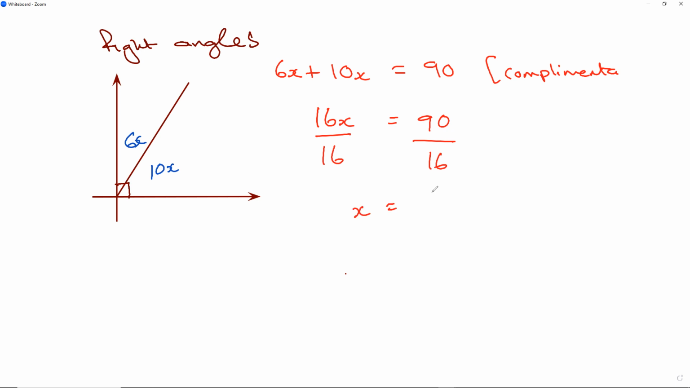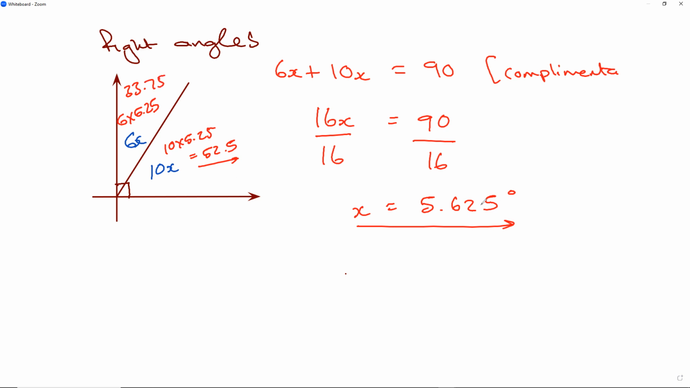Plug in the calculator and I take 90 divided by 16. I get 5.625. And that's the actual value for x, in degrees. So I can multiply this by 6 times 5.625. And this one will be 10 times 5.625. This becomes 56.25. And if I multiply the top one by 6, it becomes 33.75.